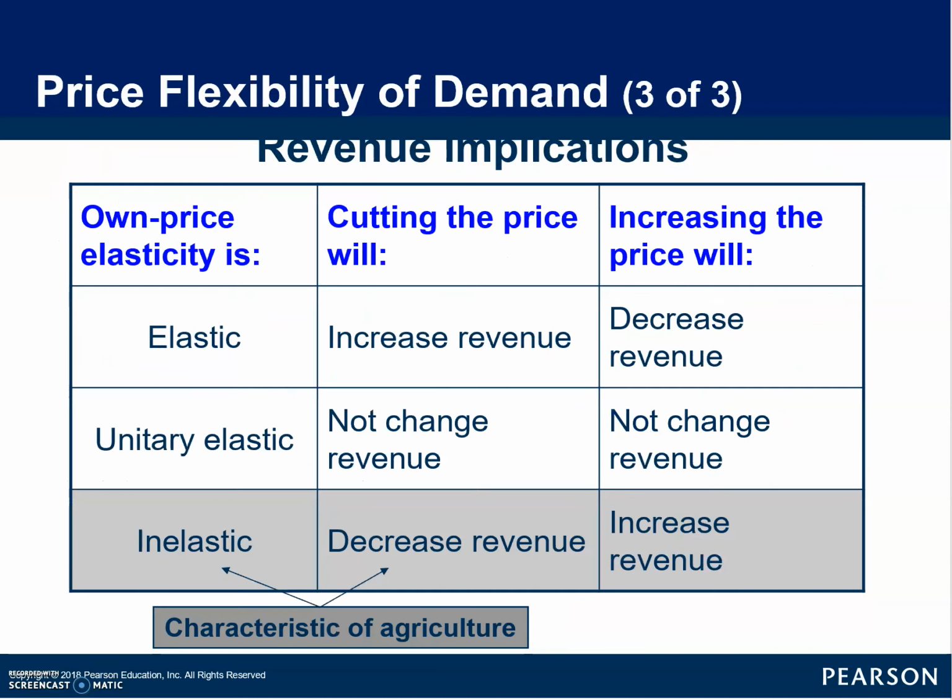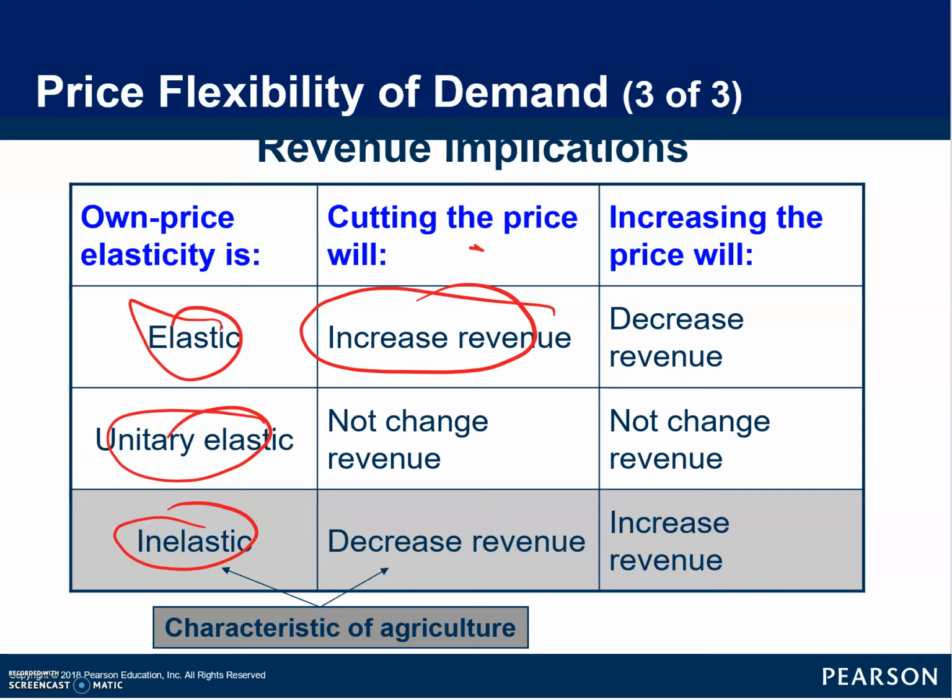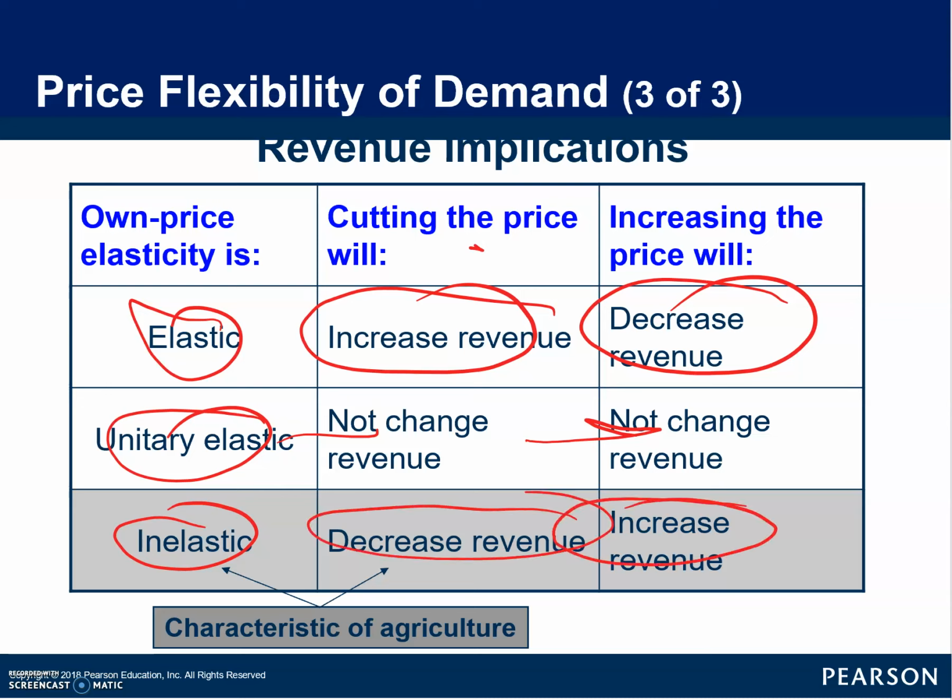What does that tell us? You can tell if own price elasticity for a product is elastic, unitary, or inelastic. Again, this is agriculture. If we cut the price, we increase revenue if it's elastic. If we increase the price, we decrease revenue if it's elastic. Again, there's no change in unitary. And if it's inelastic, if we cut the price, we decrease revenue. If we increase the price, we increase revenue. And that's very common when it comes to agricultural goods.